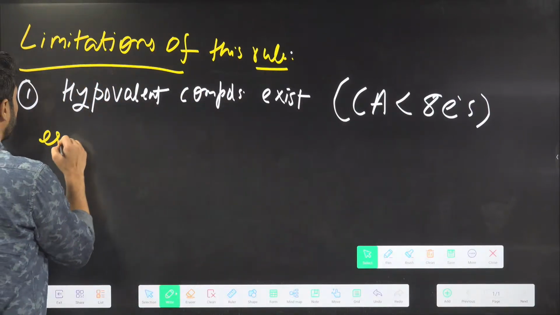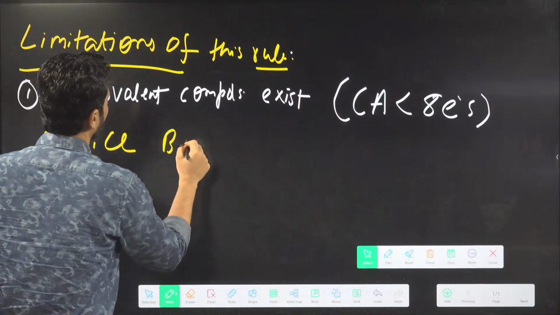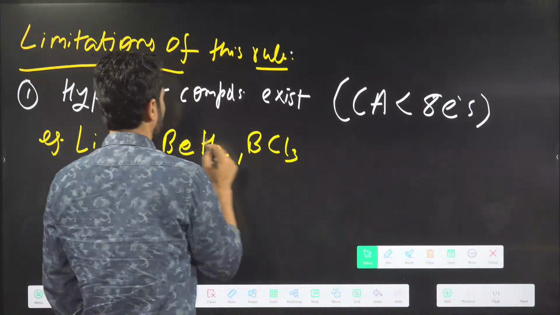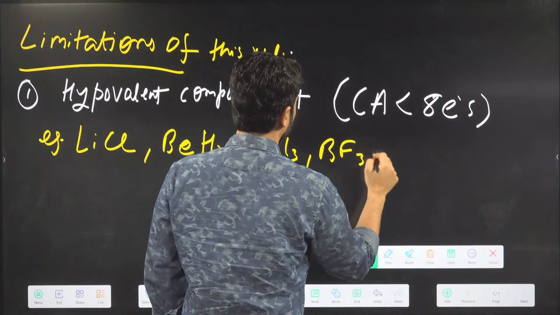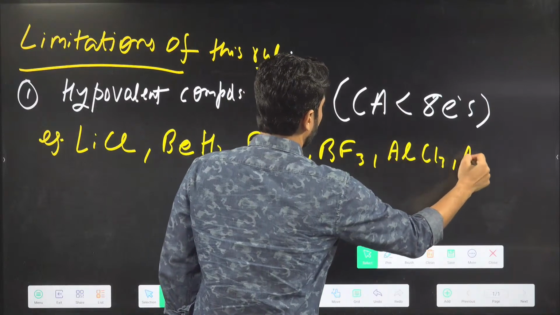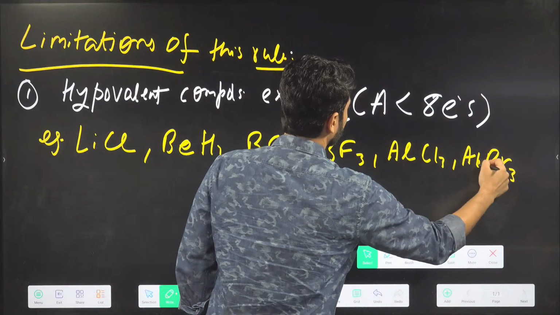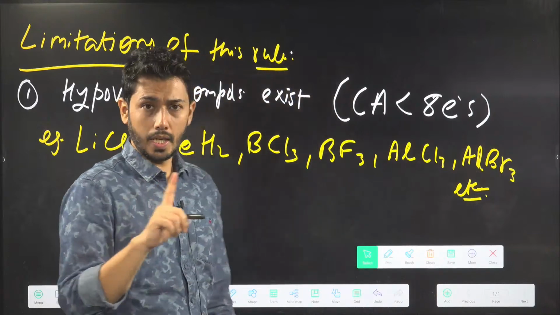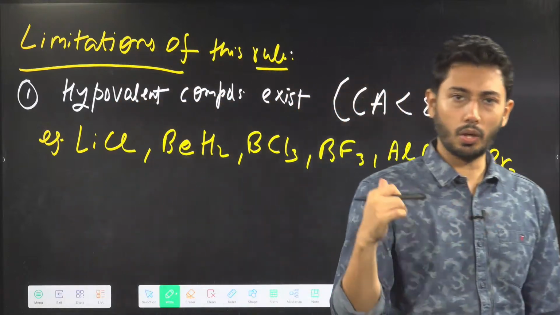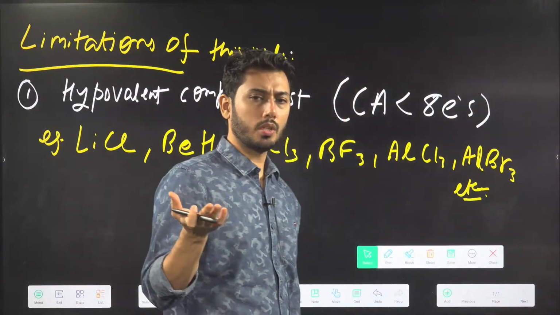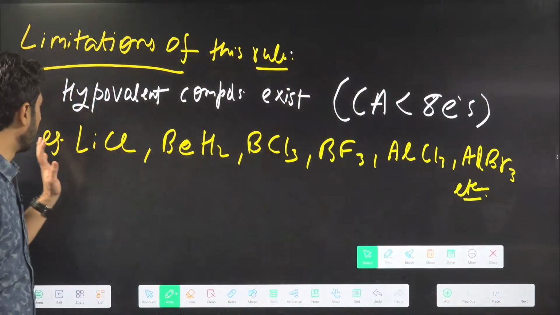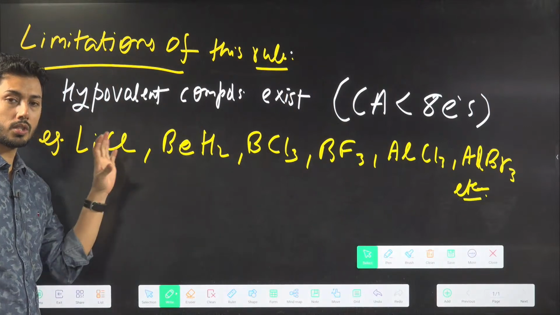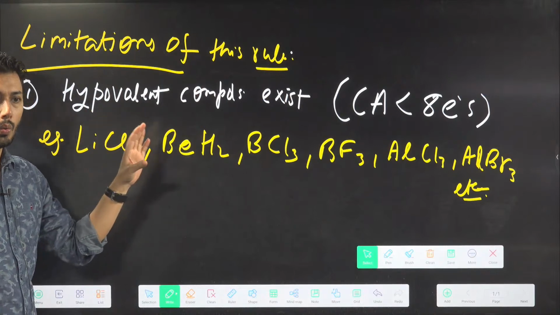For example, what is given in NCERT? LiCl, BeH2, BCl3, BF3, AlCl3, AlBr3. These are examples of hypovalent compounds. AlF3 is not there. AlF3 is not covalent, it is ionic, so that will not lie here. That is extra information not required with the octet rule. These are the examples where the central atom has less than 8 electrons, and such compounds are termed hypovalent compounds.